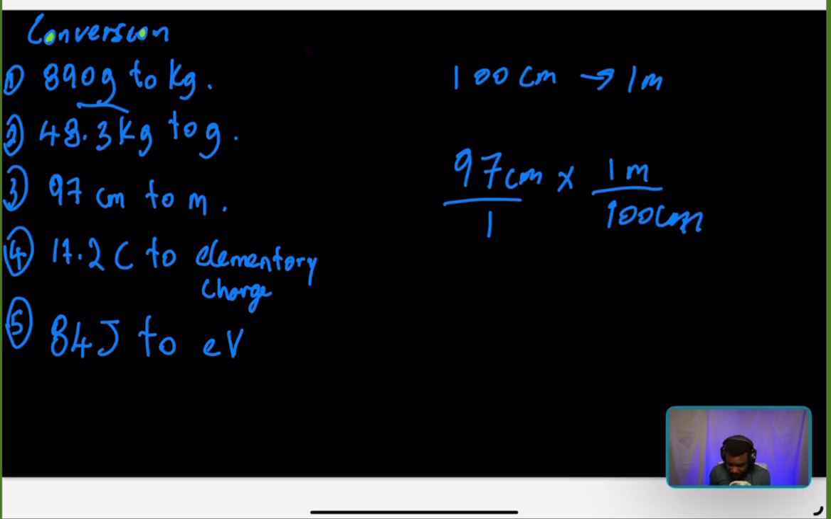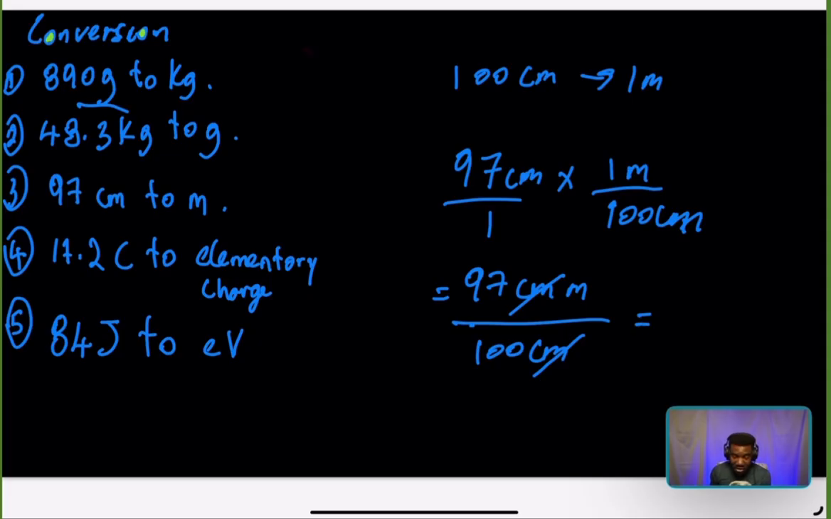If we multiply numerator by numerator, we're going to get 97 centimeter meter. Then right here, we are going to get 100 centimeter. Centimeter will cancel centimeter. Then we can just divide the numbers to get 0.97 meters. So we have converted 97 centimeters to meters.